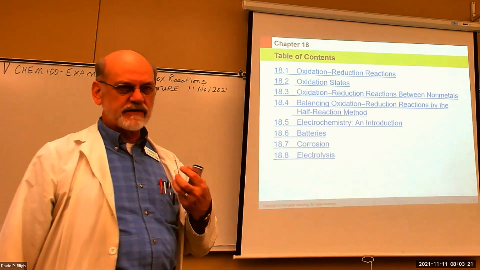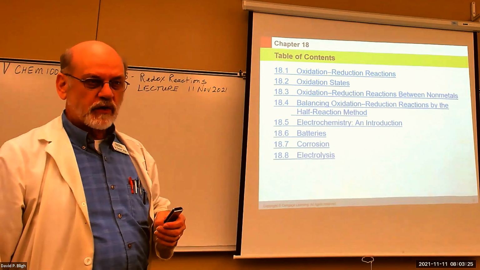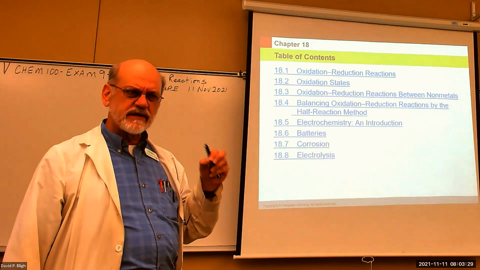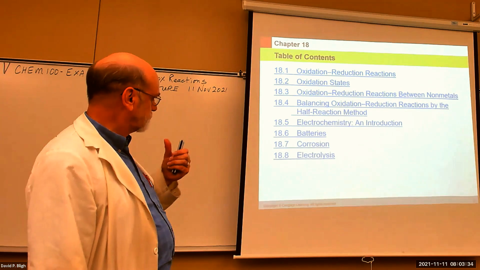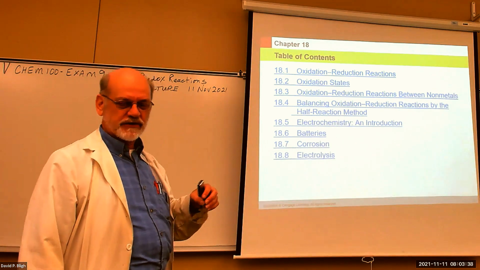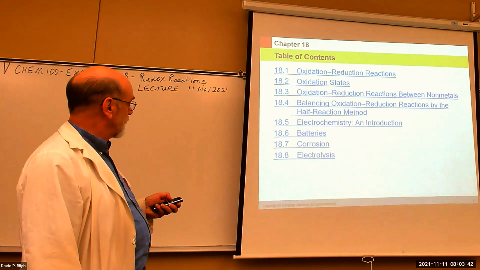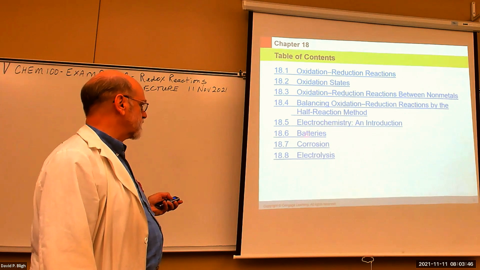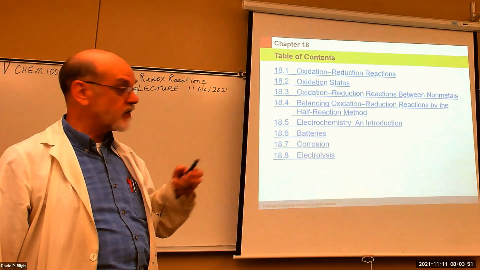Up to now, we've had that standard budget type balancing technique, and it works for most equations, but some are more easily balanced if you use this method. And it'll become obvious why as soon as I describe what the types of reactions are. And then we'll finish off with the discussion of electrochemistry, batteries, what causes corrosion, and electrolysis.